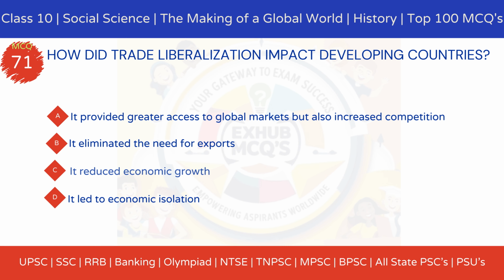MCQ 71. How did trade liberalization impact developing countries? Option A. It provided greater access to global markets, but also increased competition. Option B. It eliminated the need for exports. Option C. It reduced economic growth. Option D. It led to economic isolation.